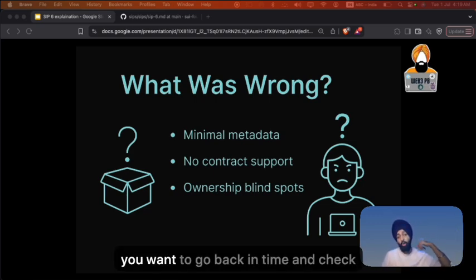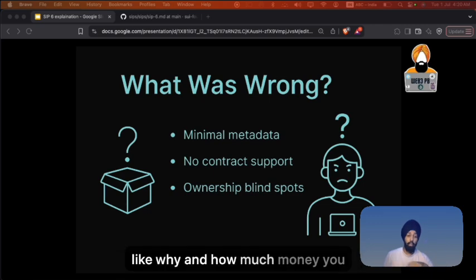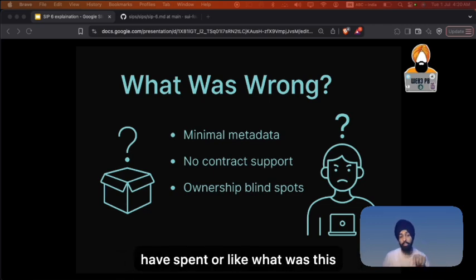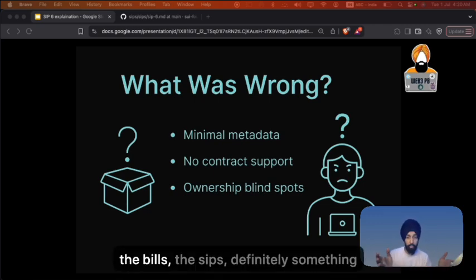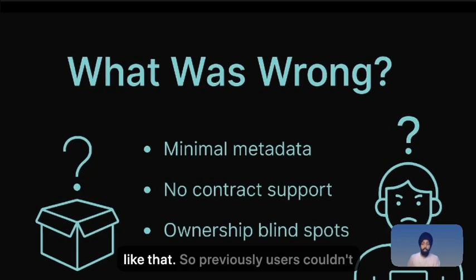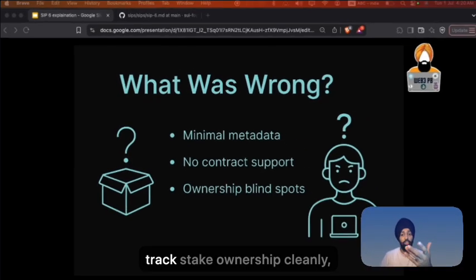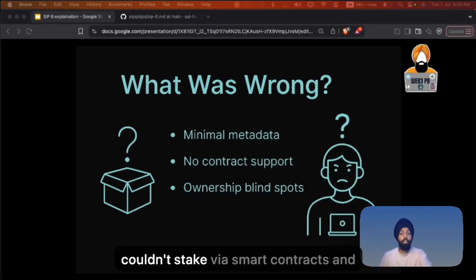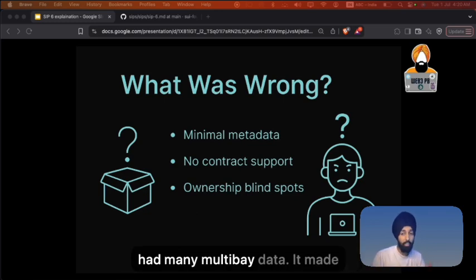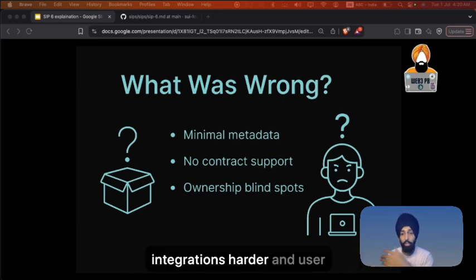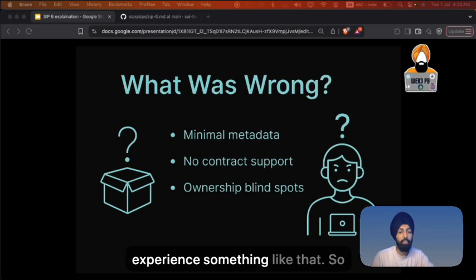And in case you want to go back in time and check why and how much money you have spent, or what this purchase was about, you can just check the bills and receipts. So previously, users couldn't track stake ownership cleanly, couldn't stake via smart contracts, and had minimal data. It made integrations harder and the user experience worse.